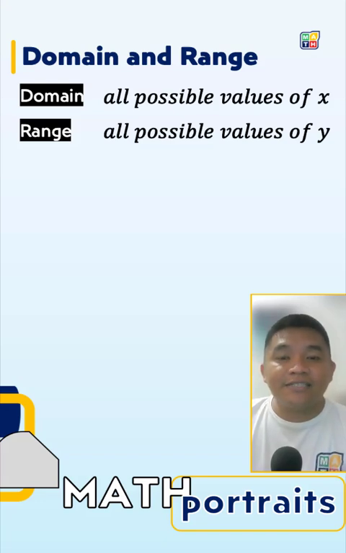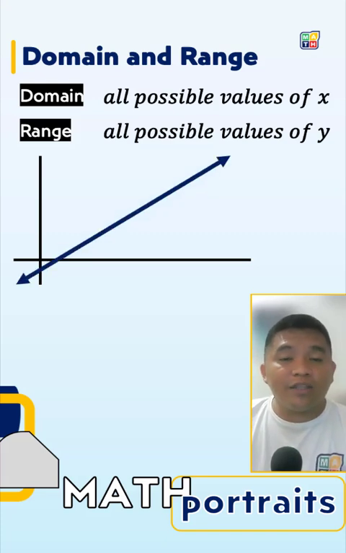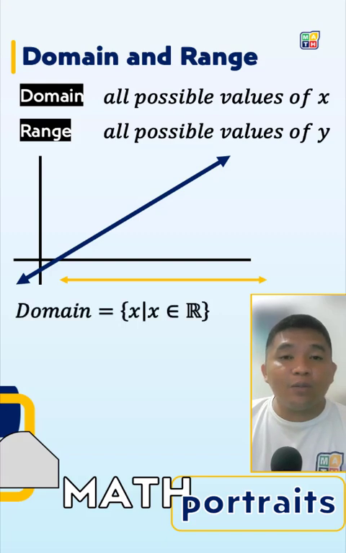graph. Let's consider this Cartesian plane and this line. In short, we are on a linear function. For our domain, we are going to examine the extent of this graph as we move from left to right or right to left. Notice here that there are no breaks on our graph and our graph extends infinitely on both sides. That would mean that our domain is a set of all possible values of x such that x is an element of a real number.